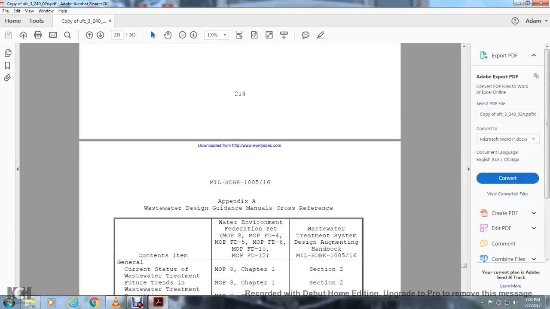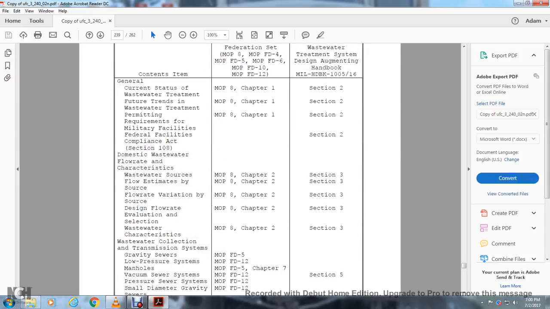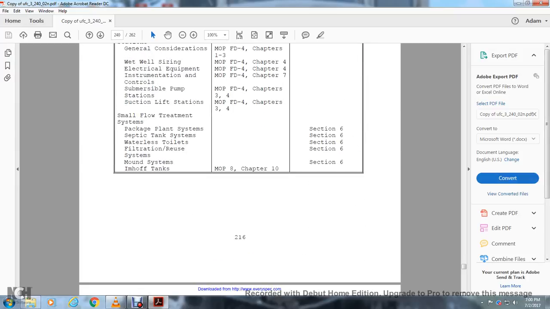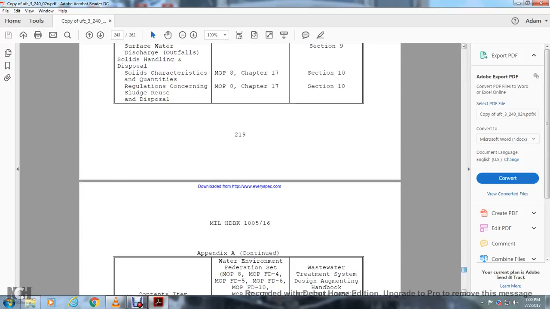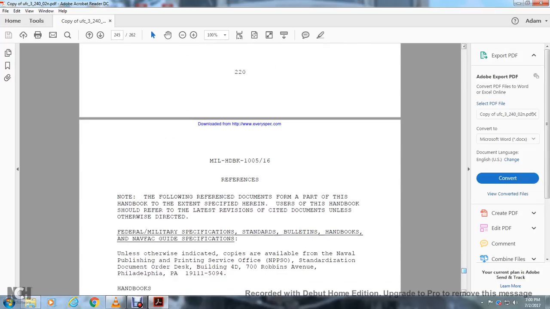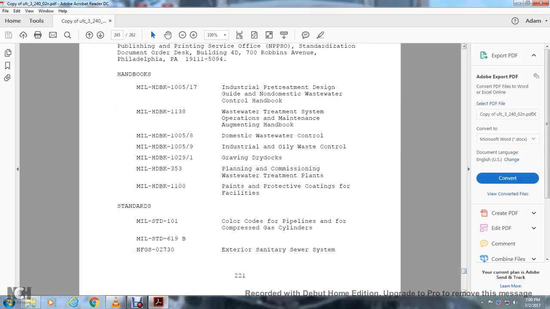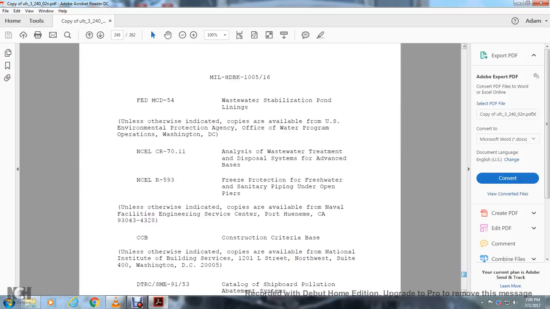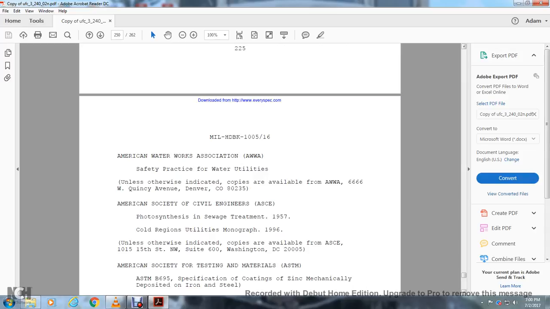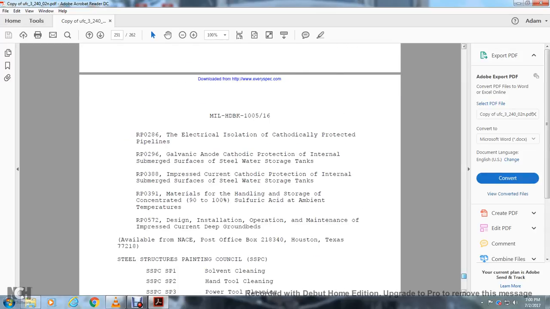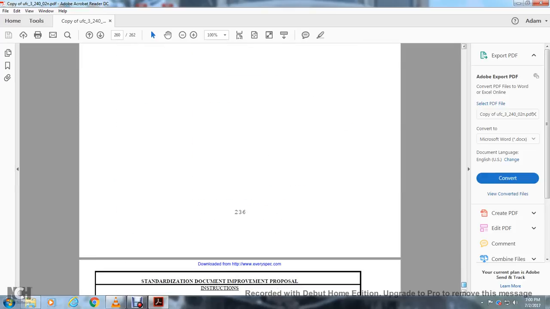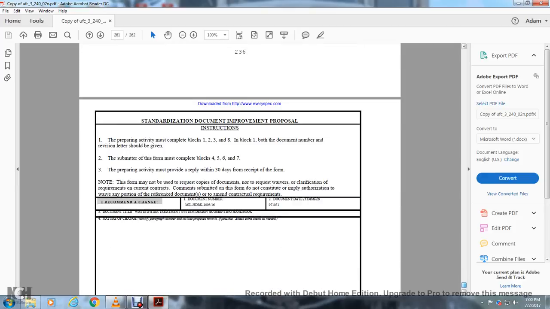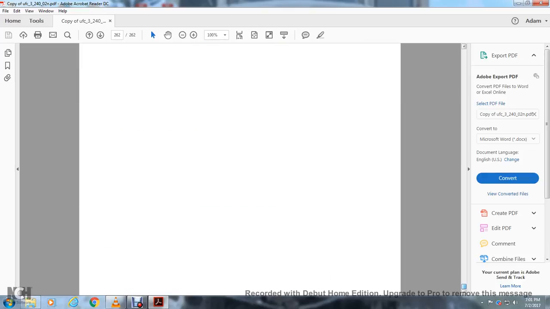Appendix A is the Water Design Guidance Manual cross-references. Then Appendix B is references. There's a lot of them. And then a bibliography and glossary, and then once again you have your standard document improvement proposal along with every military spec.